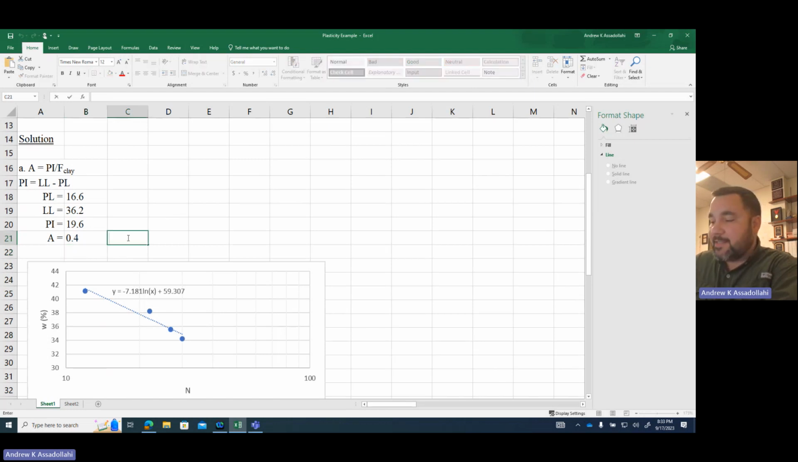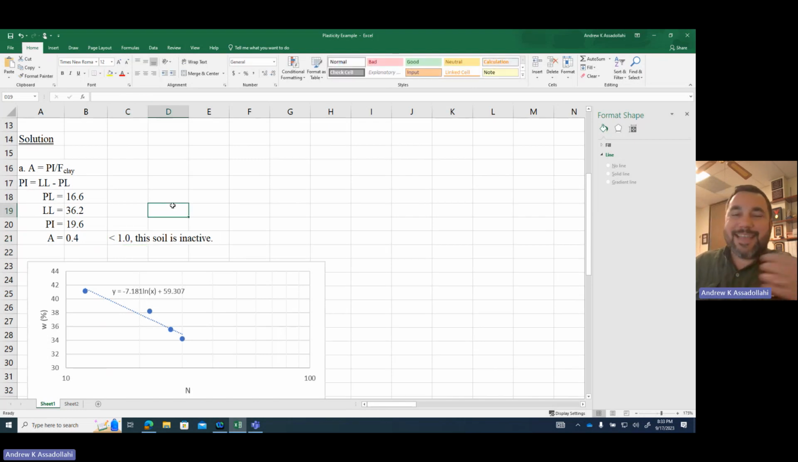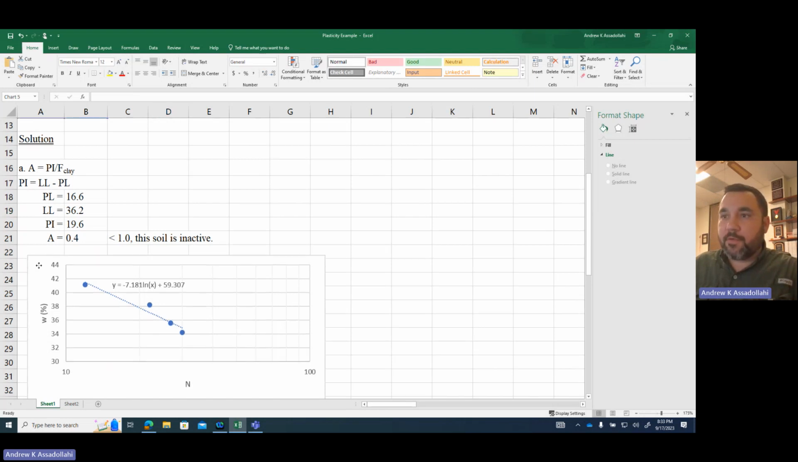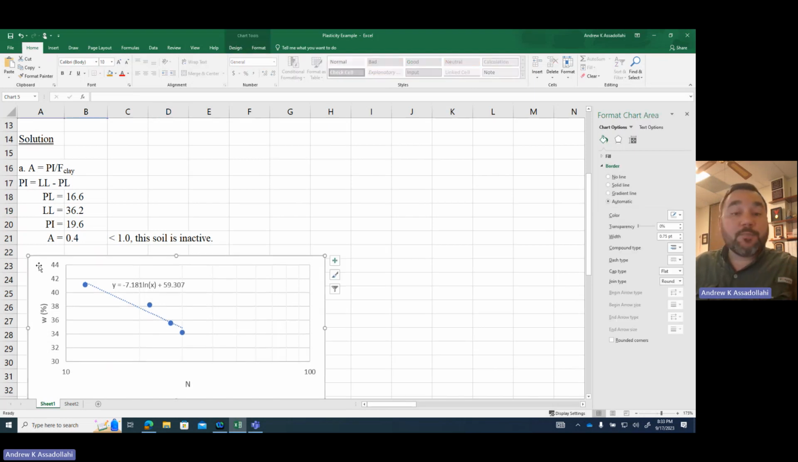So we're going to say since this is less than 1.0, this soil is inactive. Okay, so it does not have a whole lot of swell potential in the presence of moisture. All right, so that's part A.